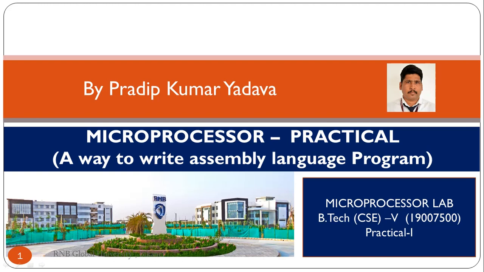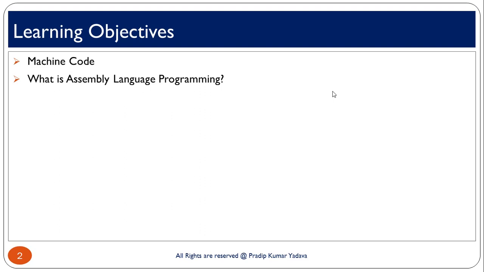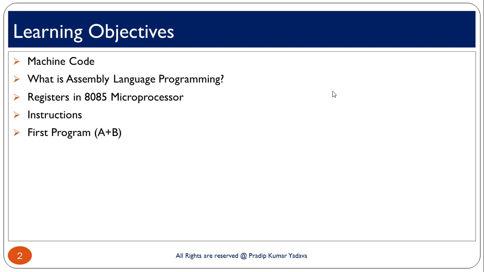Today I am going to discuss a standard way to write an assembly language program. I will discuss everything you need to know when you start assembly language programming. So, in this video I am going to cover machine code, what is assembly language programming, registers in the 8085 microprocessor, instructions, the first program, and how to write a program in a standard way.